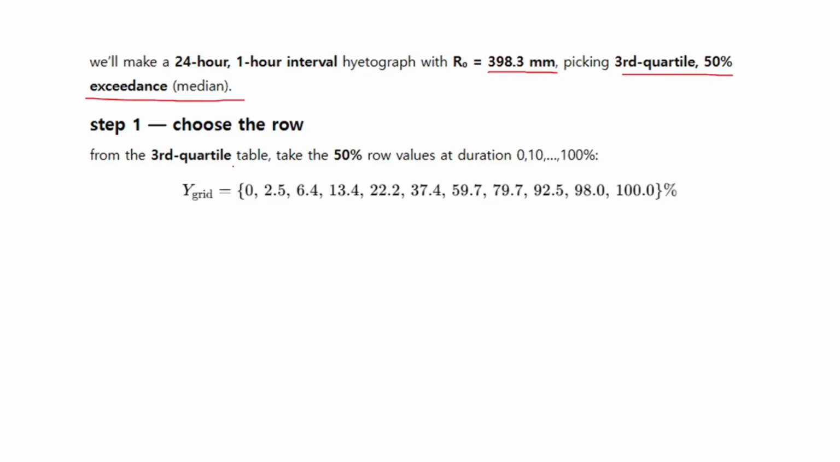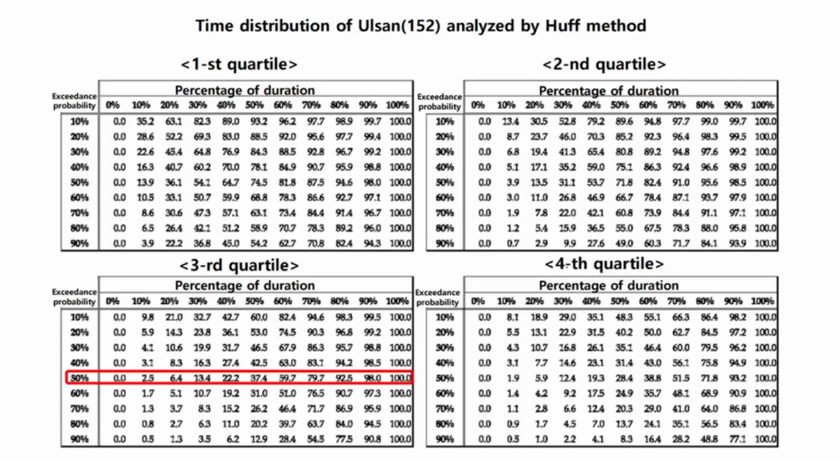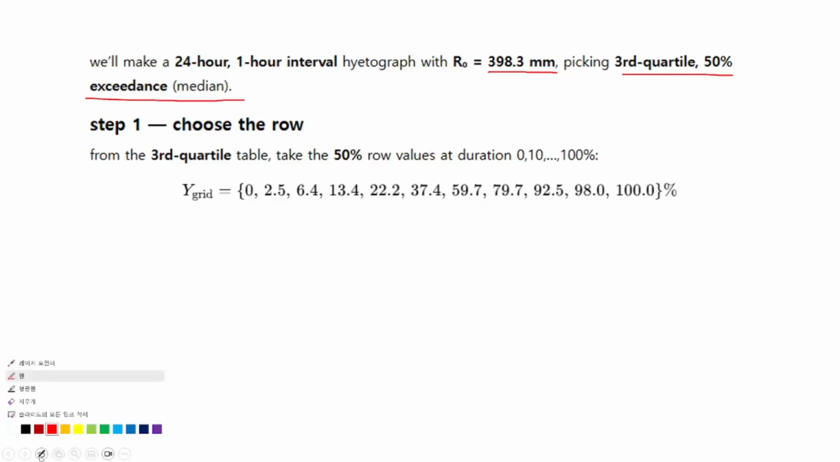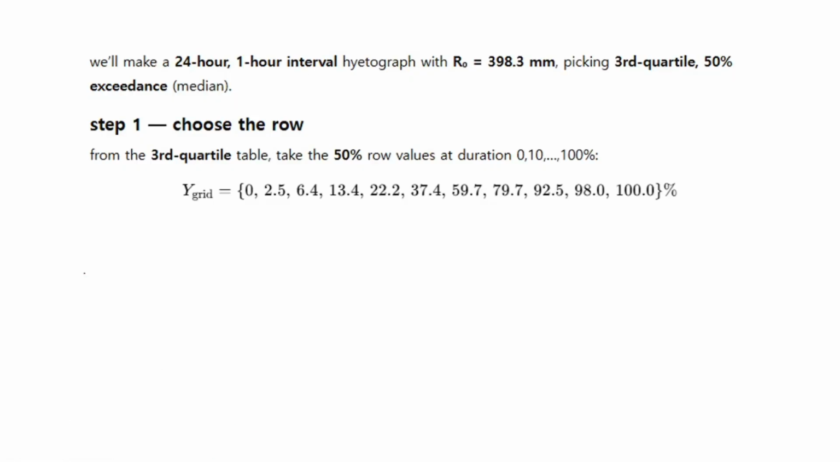So we're going to see tables like this. So we'll make a 24-hour 1 hour interval hyetograph with 398.3 millimeters in rainfall, picking third quartile 50% exceedance. So step 1, choose the row from the third quartile table. Take the 50% row values at duration 0 to 100%.